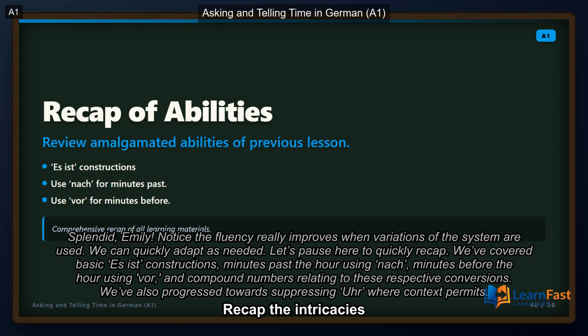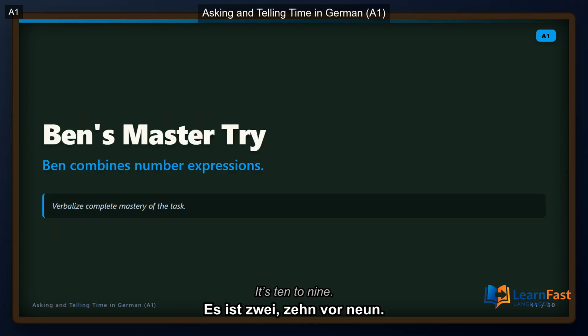Let's pause here to quickly recap. We've covered basic es ist constructions, minutes past the hour using nach, minutes before the hour using vor, and compound numbers relating to these respective conversions. We've also progressed towards suppressing Uhr where context permits. Es ist 2:10 vor 9.